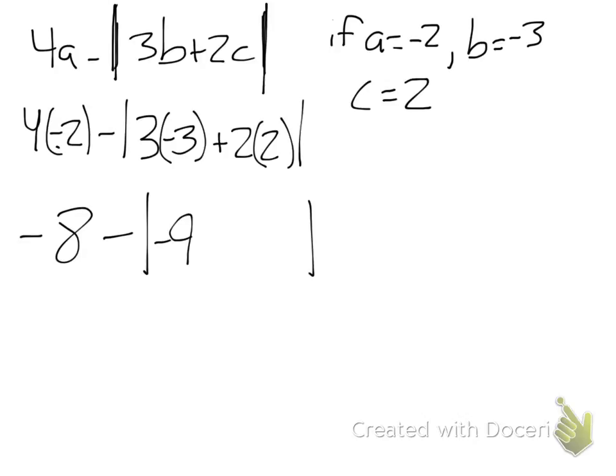9. Negative 9. And 2 times 2 is 4. So therefore, I am not going to take that negative on the outside of that group. That cannot come in. Absolute value has to be done first. And what's negative 9 plus 4?